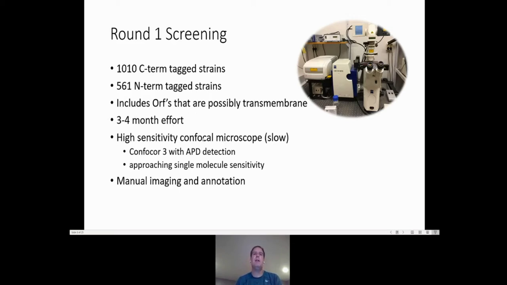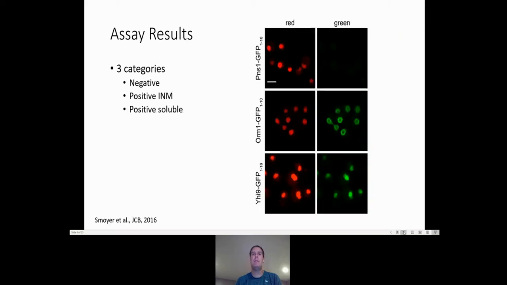It was all done with a very high sensitivity confocal microscope. This is the microscope we used. It's a Confocor 3. It has avalanche photodiodes for detection, which are incredibly sensitive. This allows us to approach single molecule sensitivity, but the sacrifice is speed. This is a fairly low speed process. And we did all of our imaging by hand, and we did all of the annotation by hand as well for this first round of screening.